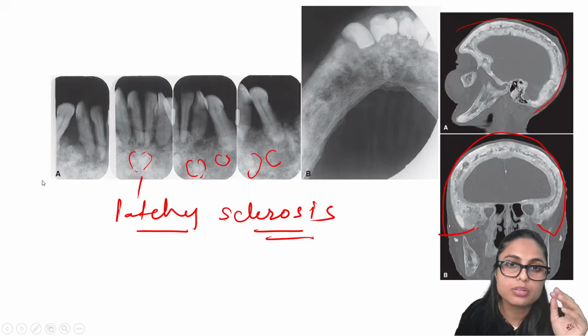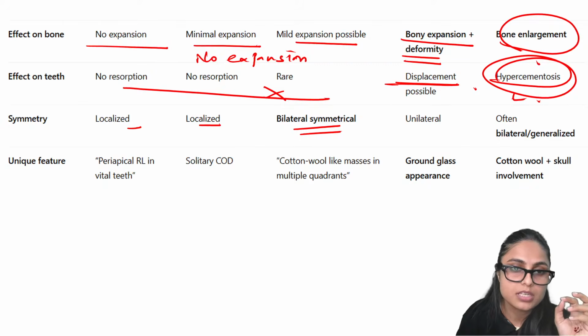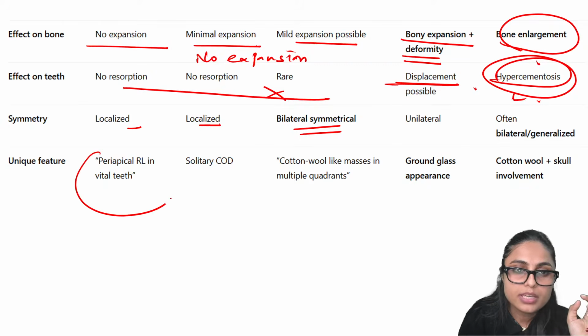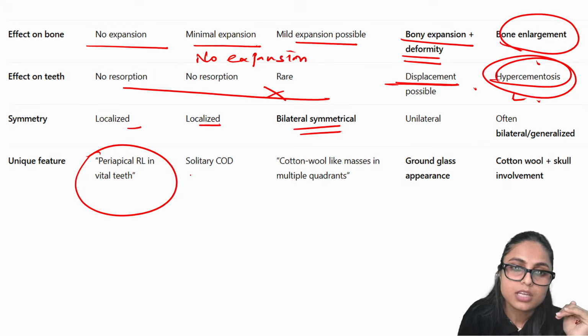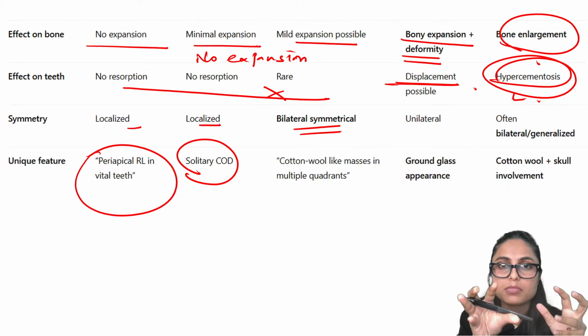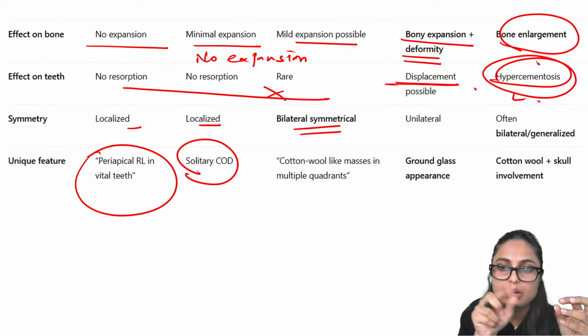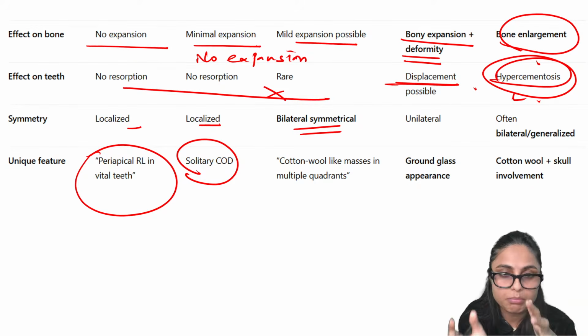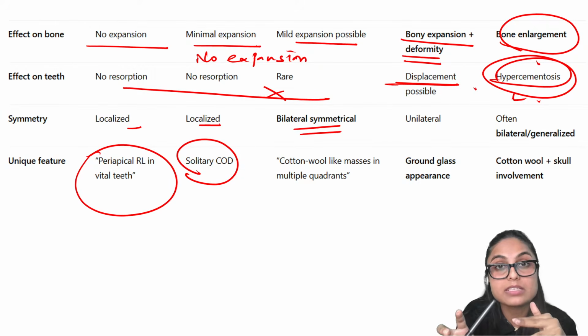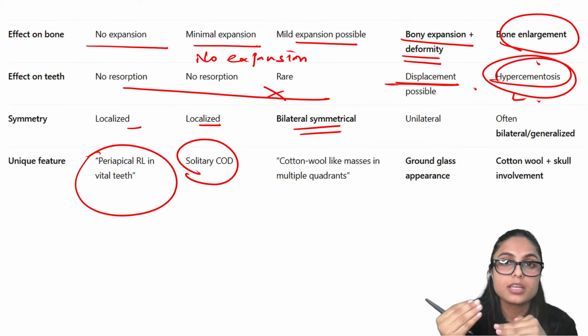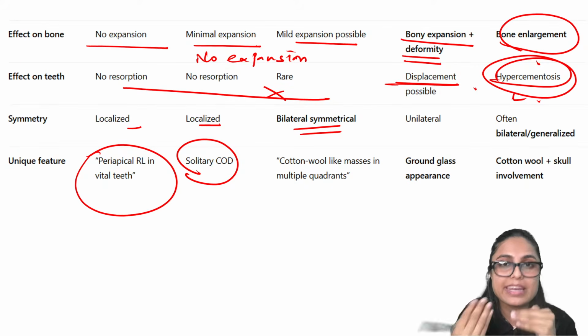Now, if we talk about unique features, PCOD is periapical to the vital teeth. This is a solitary radio-opaque lesion surrounded by radiolucency. Sometimes, if it is the mature stage, then it is completely radio-opaque, just apical to any tooth.